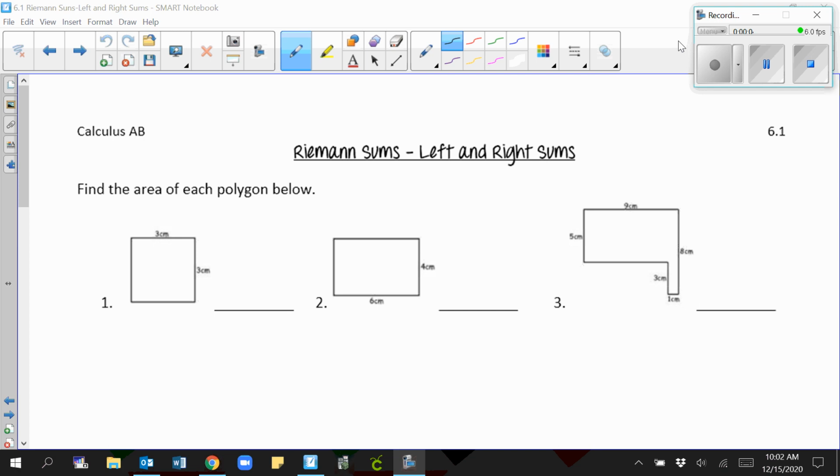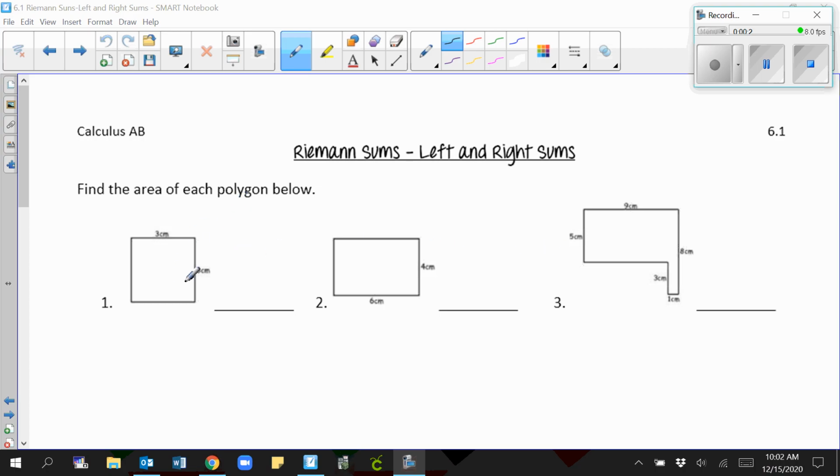Hey guys, welcome back. We are looking at 6.1 today, which is talking about Riemann sums. Before we get started, we are going to do a quick little review. In this review, we are going to look at how to find the area of some of these shapes.